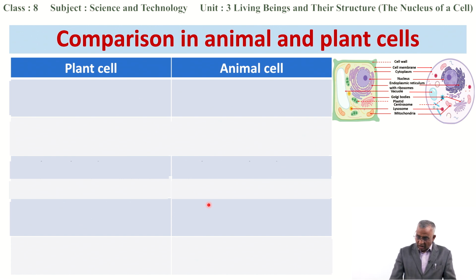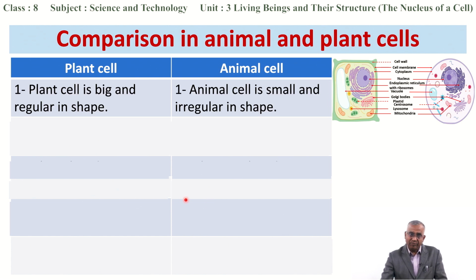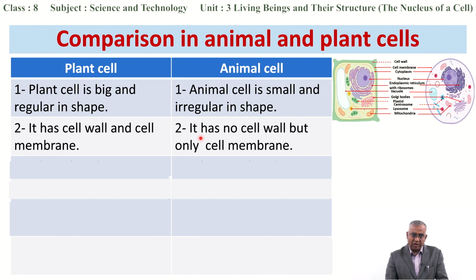Okay. After that, you have to compare your work. Do you have these points in your work? Plant cell is big and regular in shape. Animal cell is small and irregular in shape. If you have, just tick. If you do not have, then write it. Okay, write them, both sides. Yes, okay. Now next point.